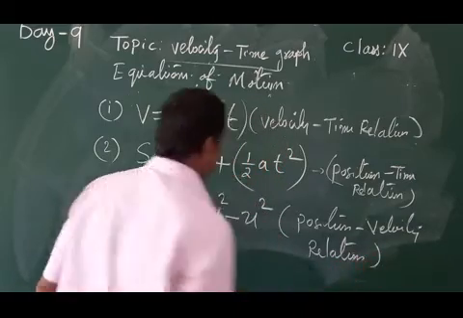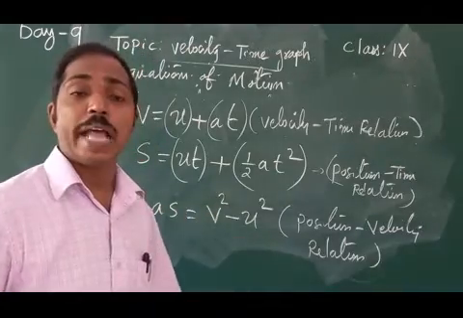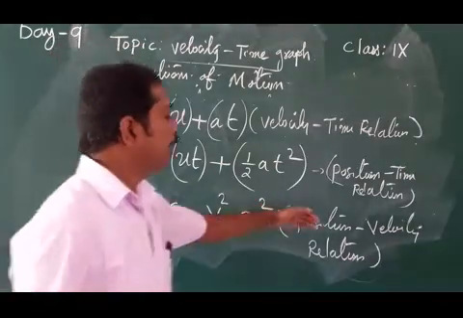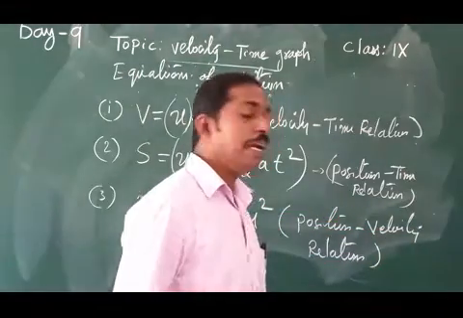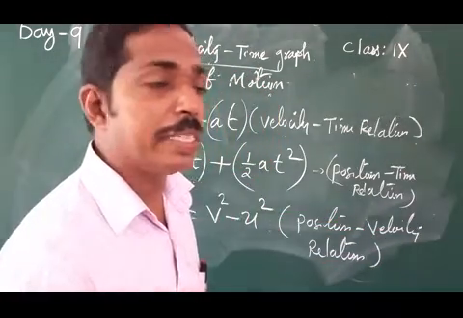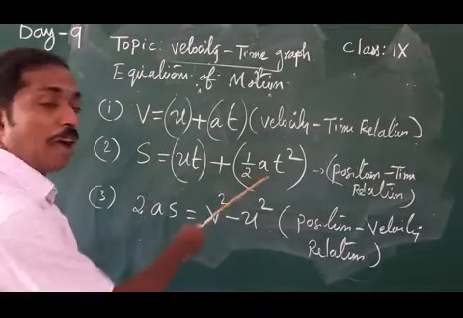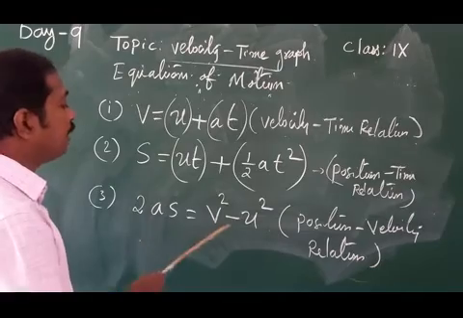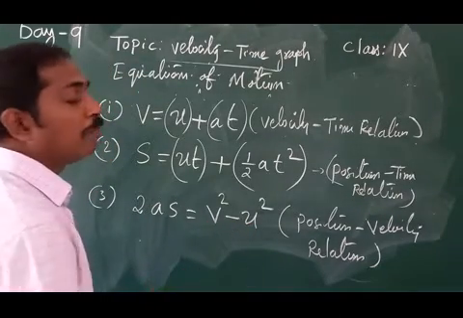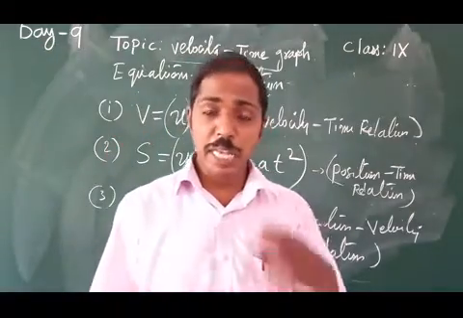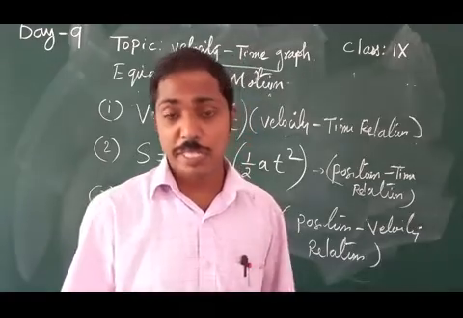When we look at the third equation, we cannot find time as one factor. That's why we say we eliminate time, and then we have the position velocity relation. So what are the three equations of motion? v equal to u plus at, s equal to ut plus half at square, 2as equal to v square minus u square. These three equations are very important. We are going to do problems based on these equations.